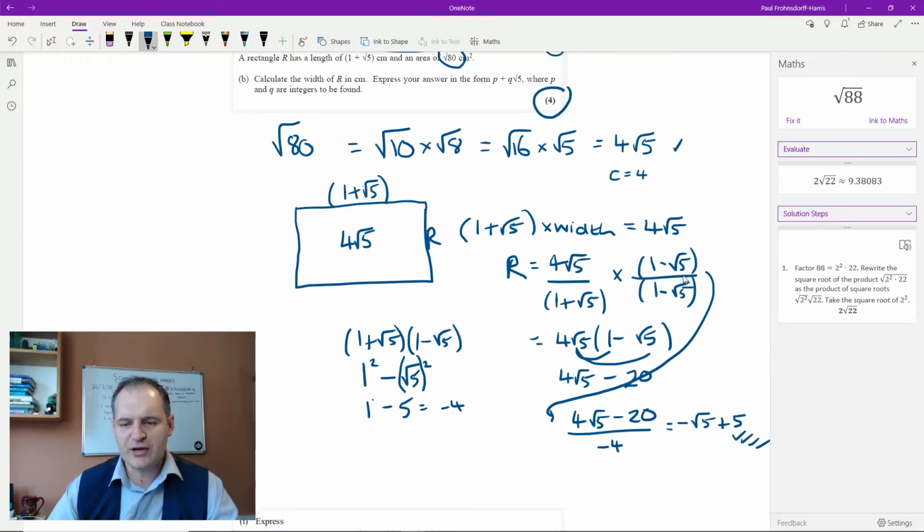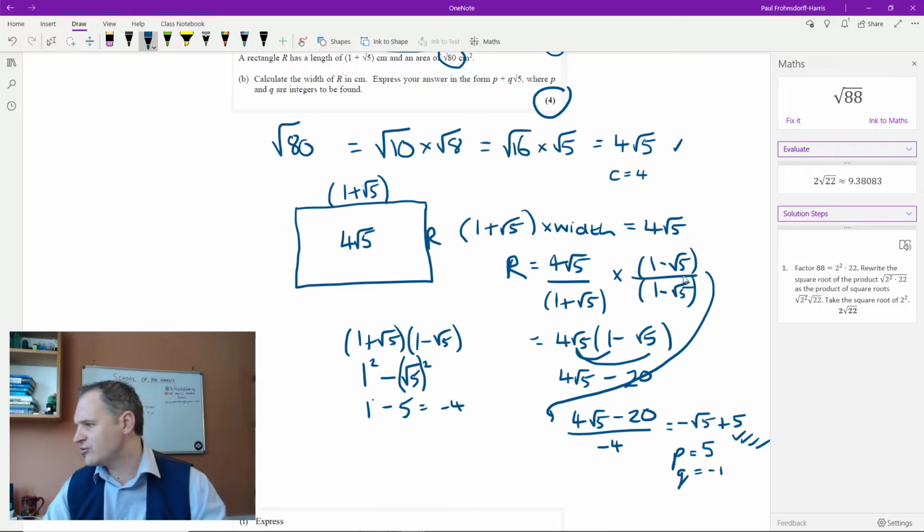But I'm just going to clarify that Q in this scenario is minus 1, P is 5. Let's see if I can. It's not the neatest working in the world, and I want you to all follow it. So we've got P equals 5. And there we have the simplified version. Any questions?